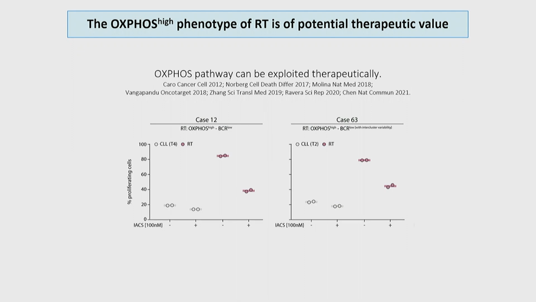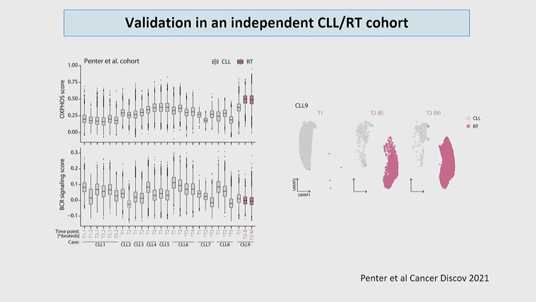Could that be interesting for therapy? Well, we inhibit the oxidative phosphorylation pathway, and you can see how the proliferation of the Richter cells came down after inhibiting it, indicating that this could be a potential target for these patients.